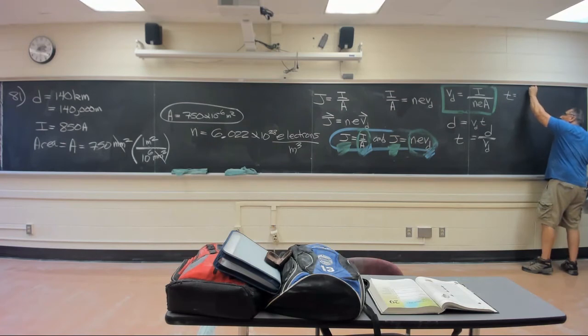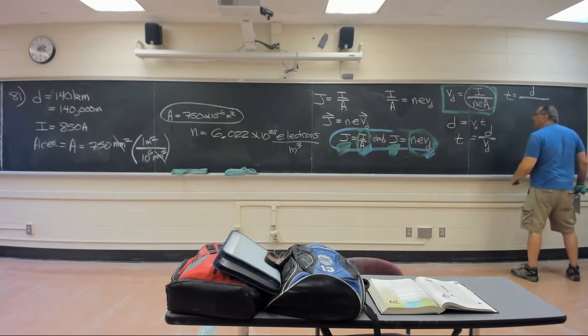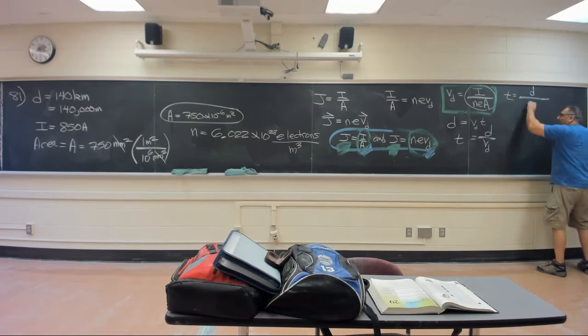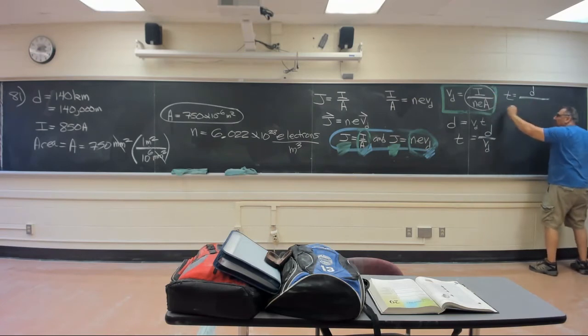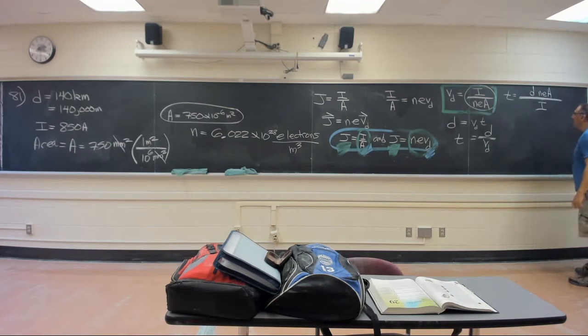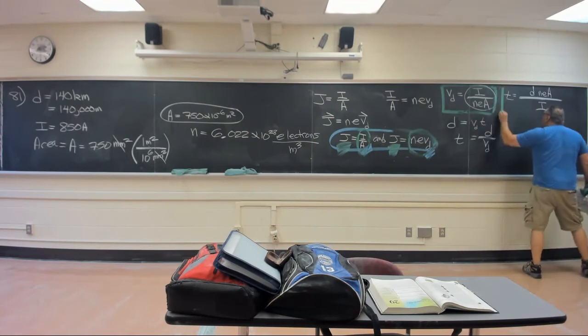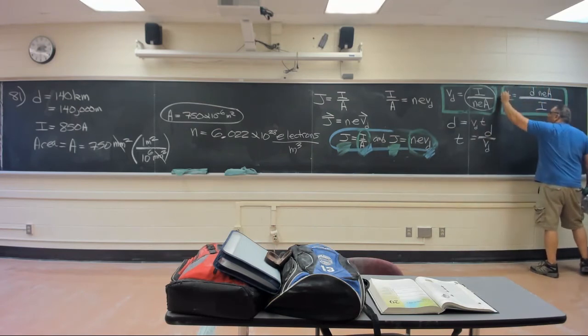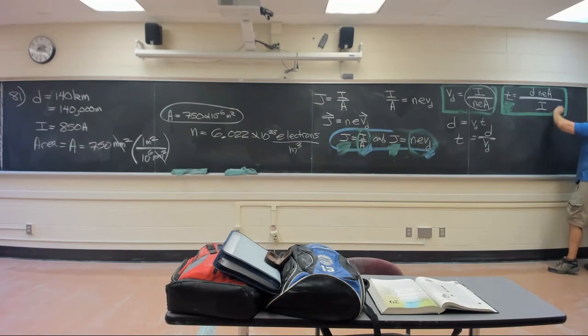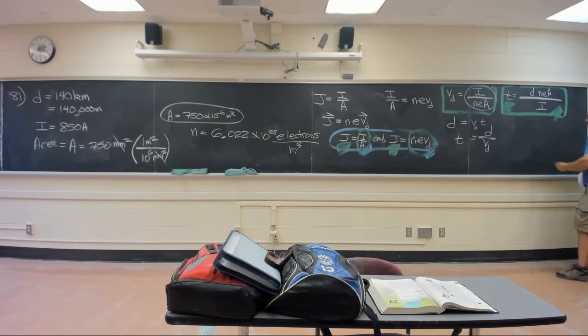That's going to be distance divided by v sub d, which is all this. Put this on the bottom and it flips. You got n e A on top and I on the bottom. Sounds good to me.